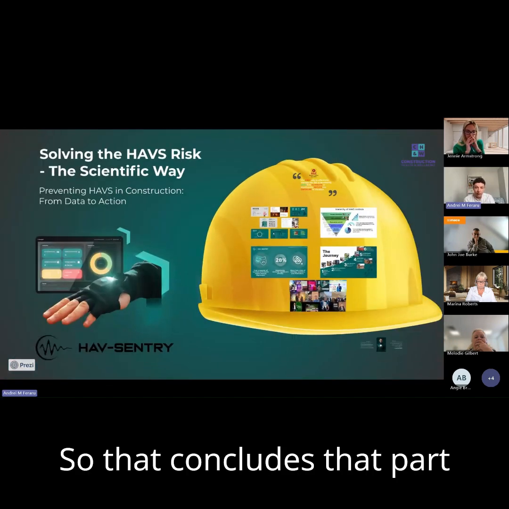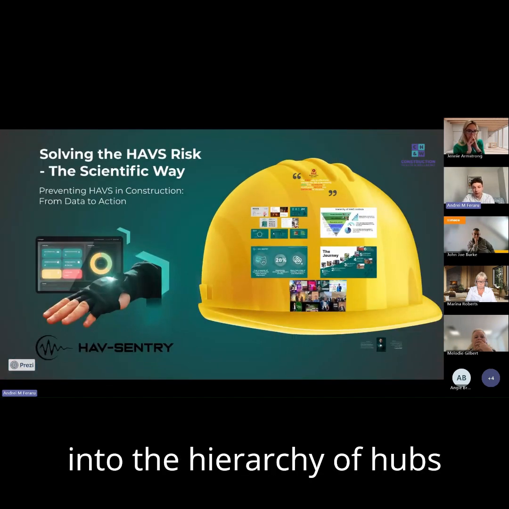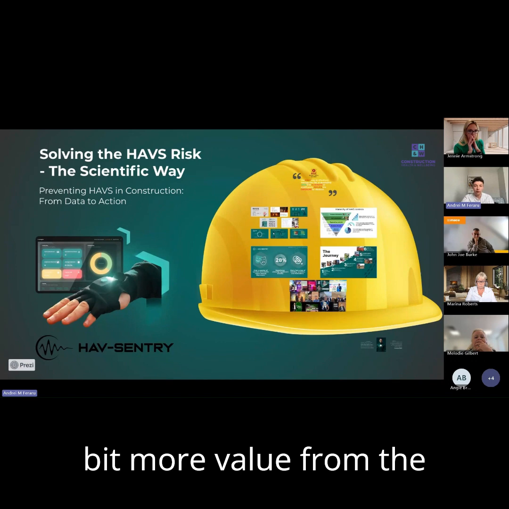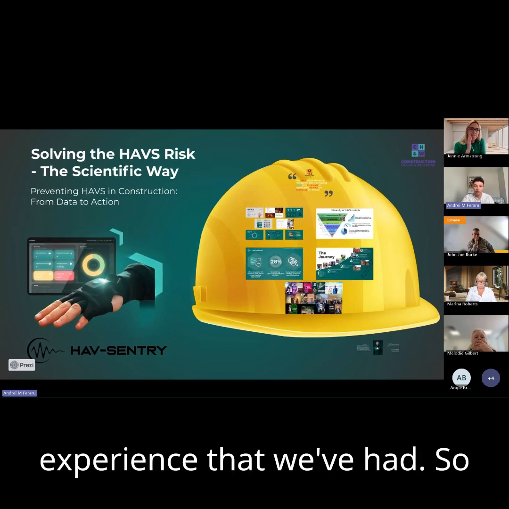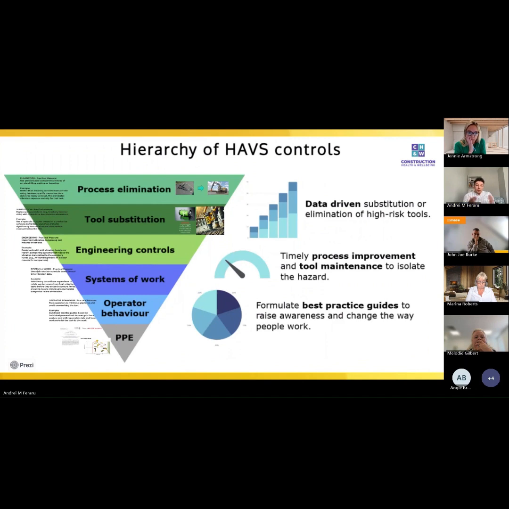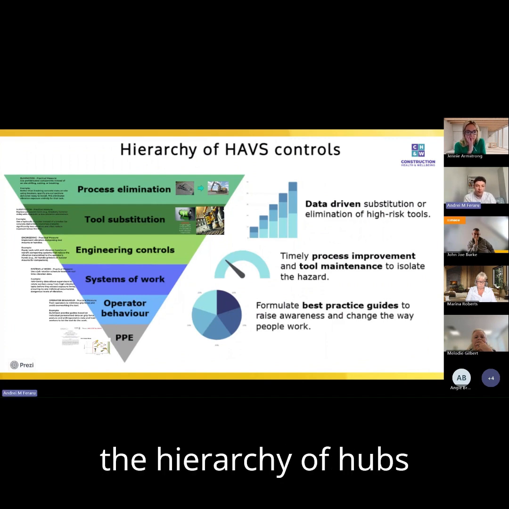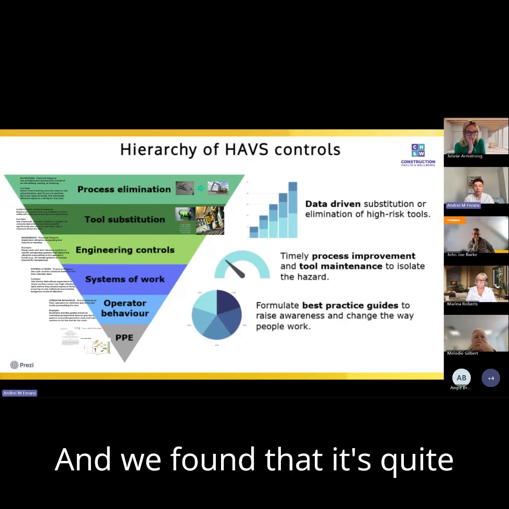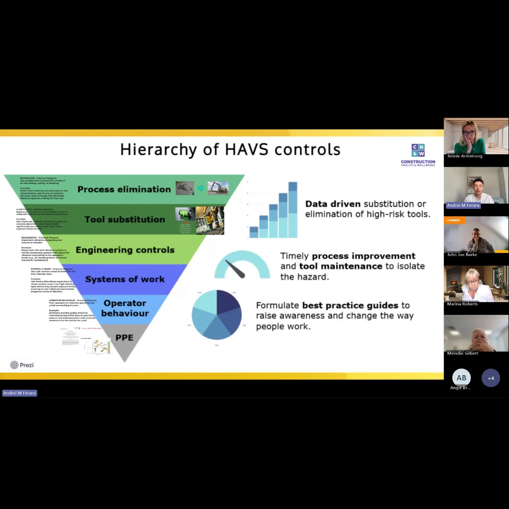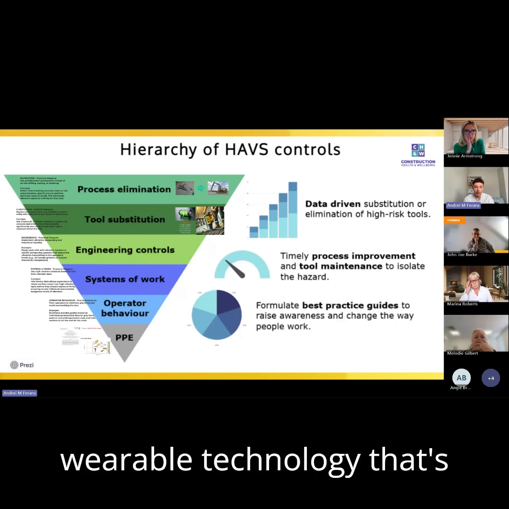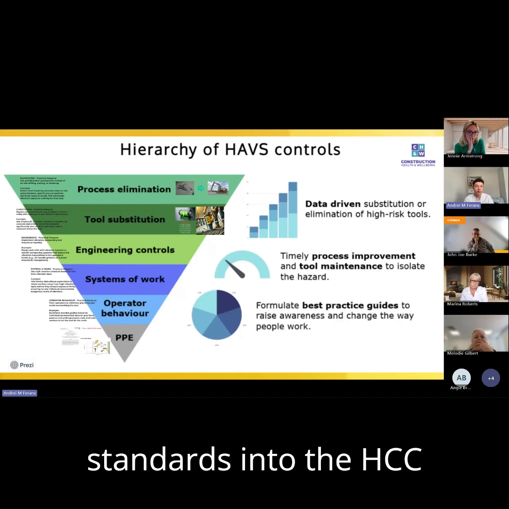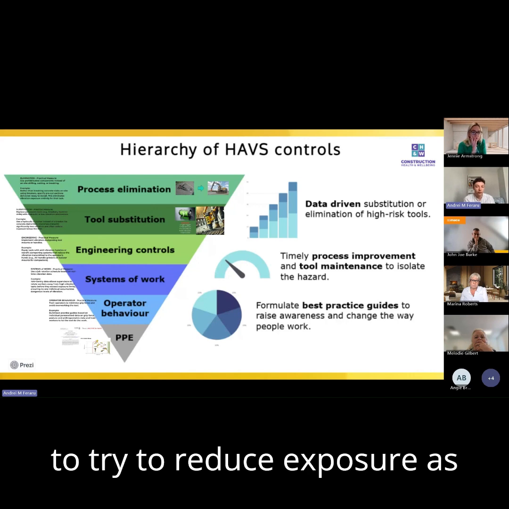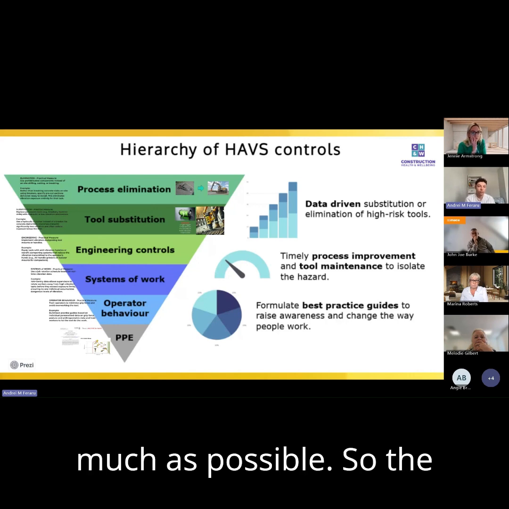So that concludes that part of the presentation. Now I'll go into the hierarchy of HAVS controls. And this is where I hope I can provide a little bit more value from the experience that we've had. I'm sure you're familiar with the hierarchy of HAVS controls. And we found that it's quite easy for us to use wearable technology that's compliant to the relevant standards in the HAVS guidance to actually guide people into making decisions to try to reduce exposure as much as possible.